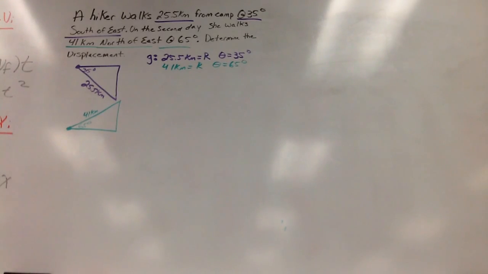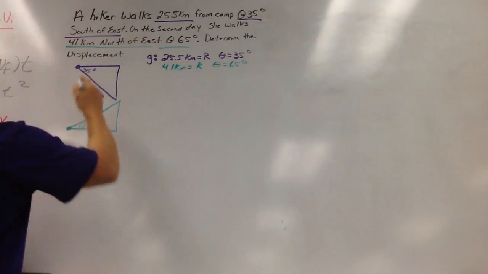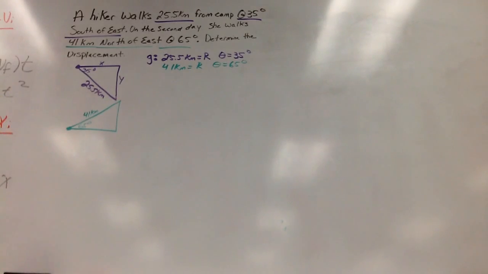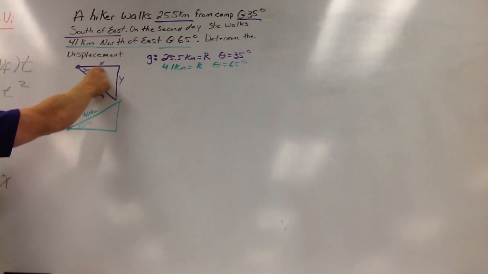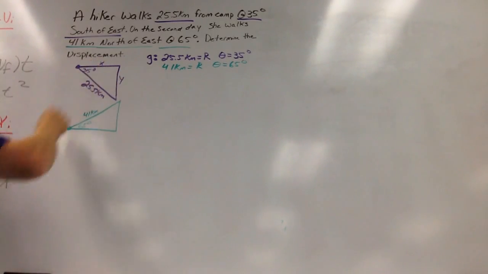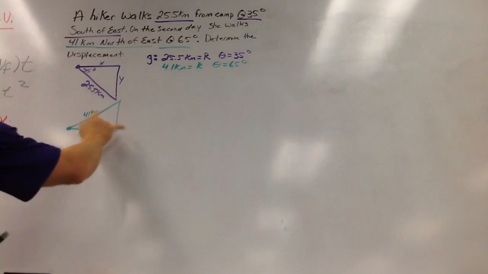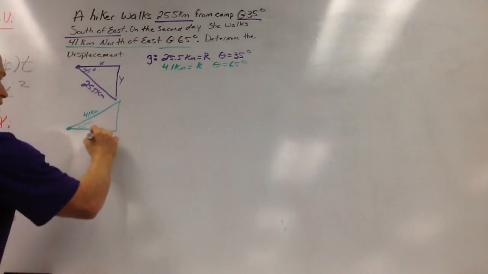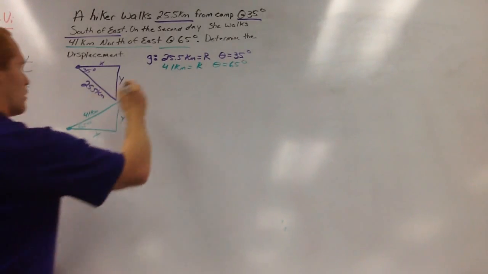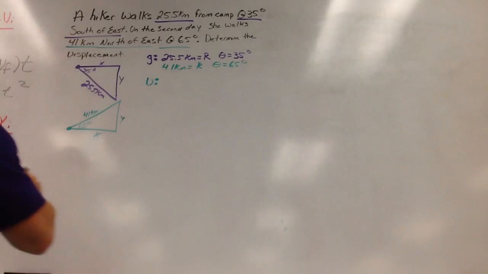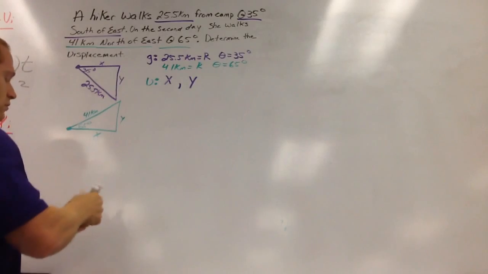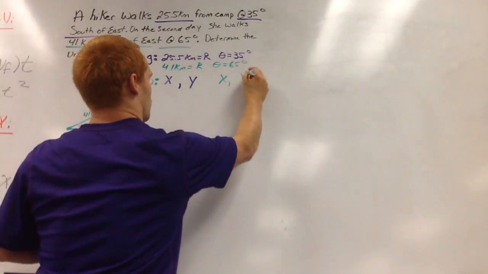Step 2, calculate x and y components. So we're going to calculate this component and this component, this x value and y value. Notice this x is going to be the adjacent side. The y side is opposite because it's opposite the angle. So we're going to find the x and y components of both triangles. So our unknowns: we are solving for the x of the first triangle, the y of the first triangle, the x of the second triangle, and the y of the second triangle.